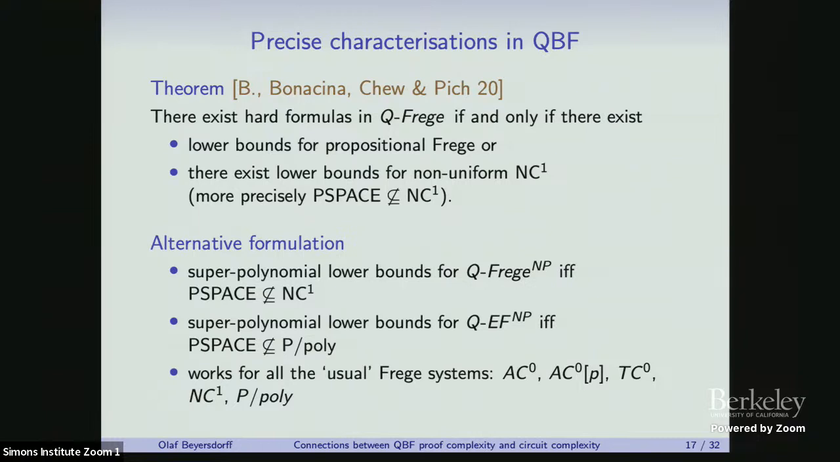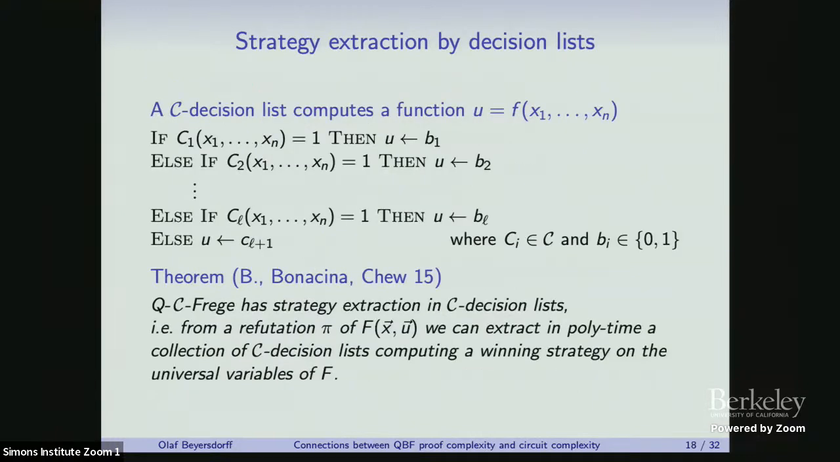And I mean, this doesn't just work for Frege, but it works for all the Frege systems that I defined before. So you can use also extended Frege. Then this is equivalent to lower bounds for P/poly. And it works for all the usual Frege systems that I mentioned previously. Okay, so maybe just a word on how this actually works. So what happens?